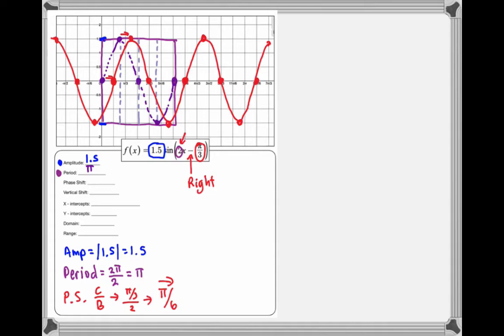So it looks like that red graph right there has a phase shift of pi over 6, and we're going to the right that much. We look pretty good. And for the vertical shift, we don't have anything here moving that graph up or down, so there's nothing going on with the vertical shift. Now, here's one of the trickier parts of completing the whole process with the sine graph: we want to make sure that we can find all the x-intercepts.